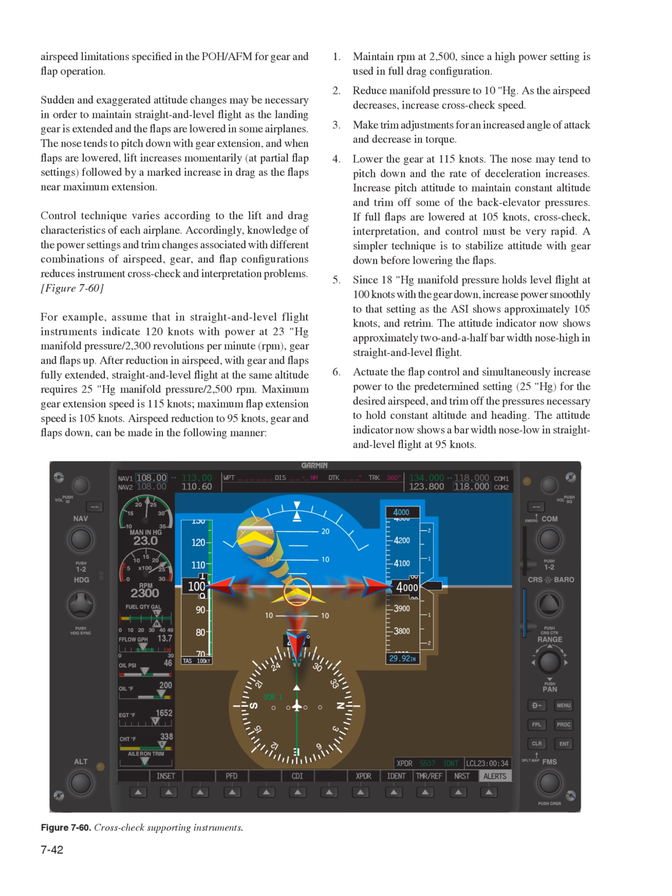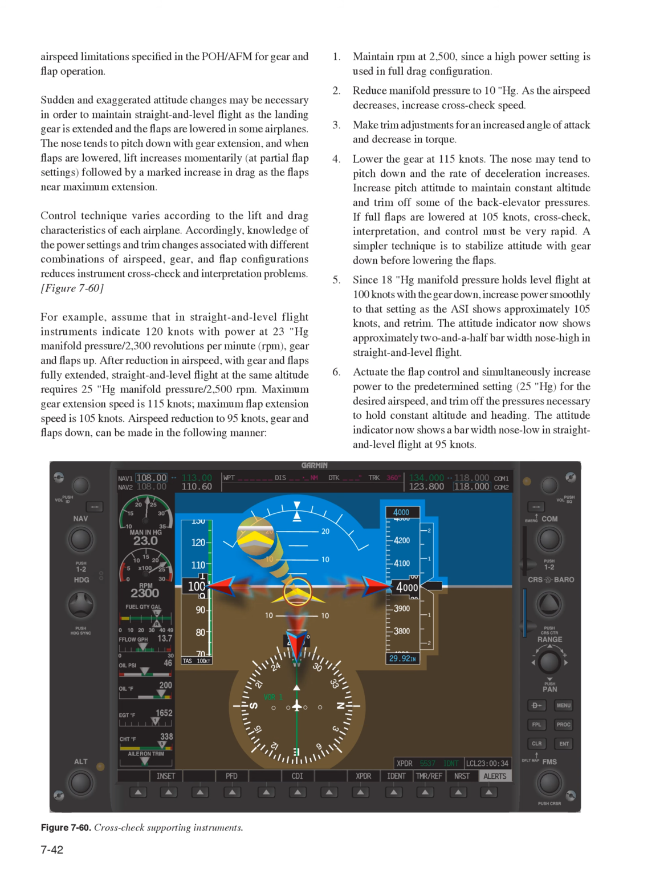After reduction in airspeed, with gear and flaps fully extended, straight and level flight at the same altitude requires 25 inches of Hg manifold pressure and 2,500 RPM. Maximum gear extension speed is 115 knots, maximum flap extension speed is 105 knots. Airspeed reduction to 95 knots, gear and flaps down, can be made in the following manner.